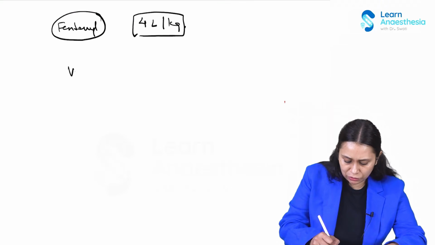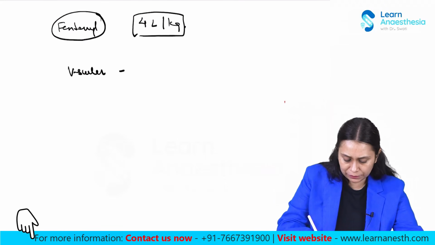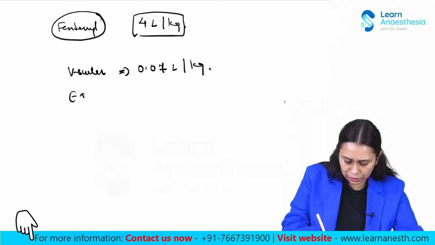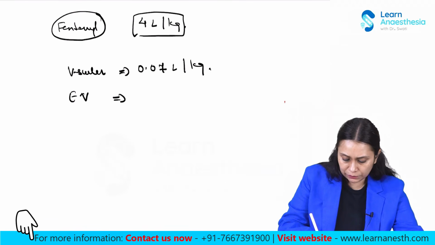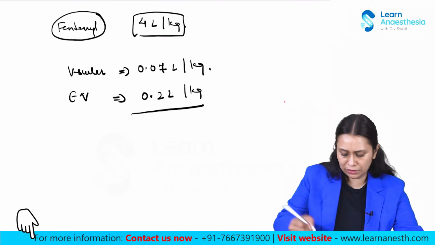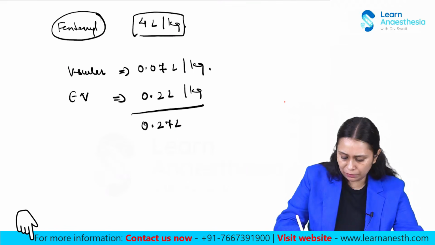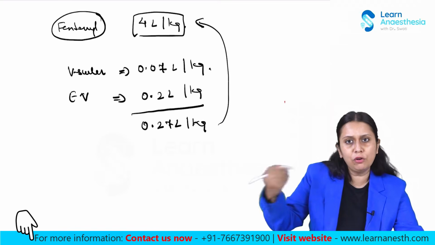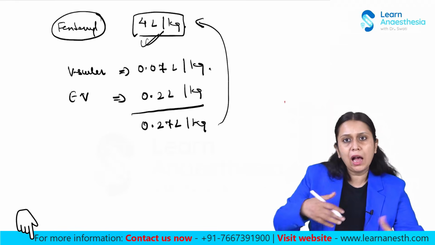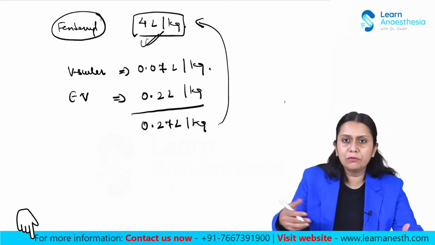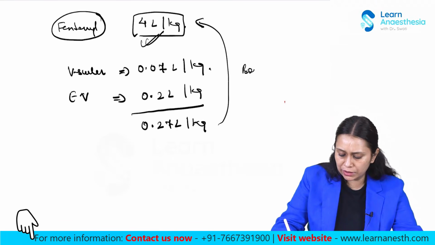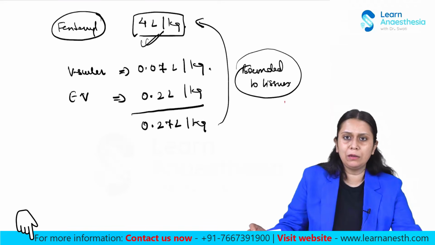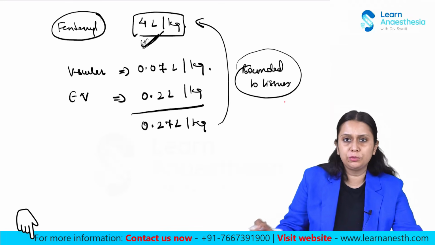Now its vascular volume of distribution, that is in the central compartment, is 0.07 liter per kg, and its extravascular volume of distribution is 0.2 liter per kg. So if we add the vascular and the extravascular, it comes out to be 0.27 liter per kg. But what is the volume of distribution of fentanyl? 4 liter per kg. So how is this higher volume of distribution? Where has the drug gone? The drug is bound to tissues present in the peripheral compartments. So we have a wider volume of distribution, right?